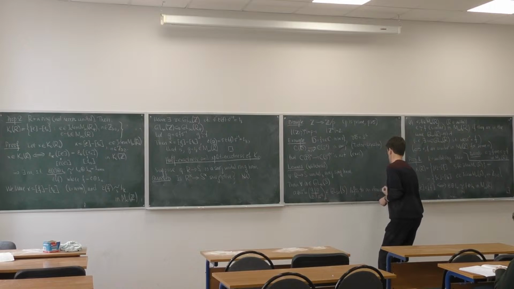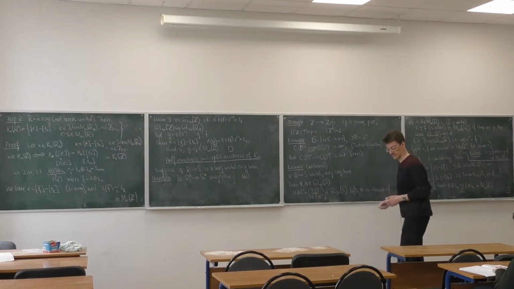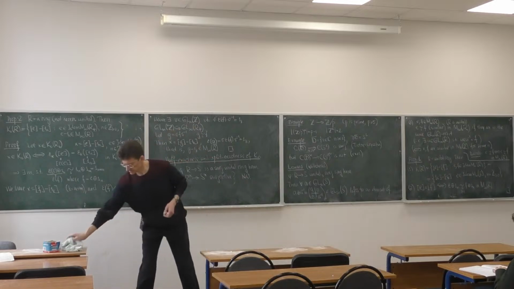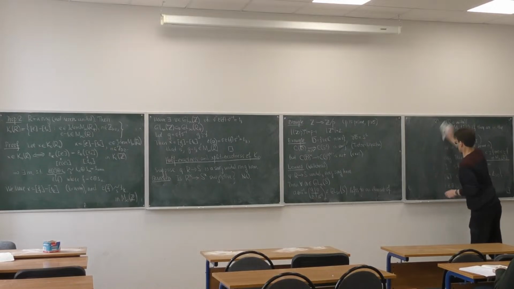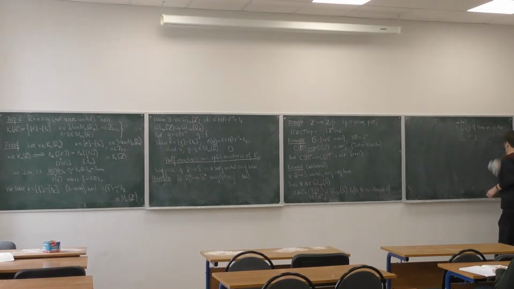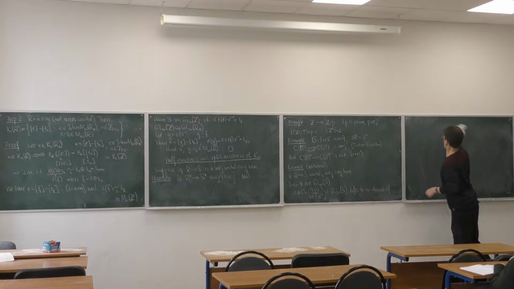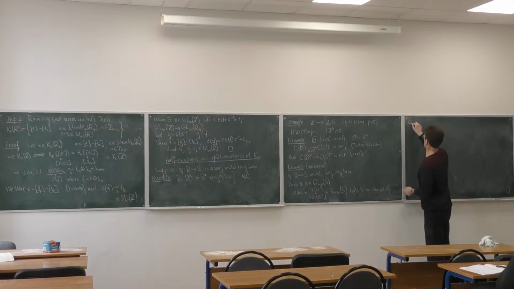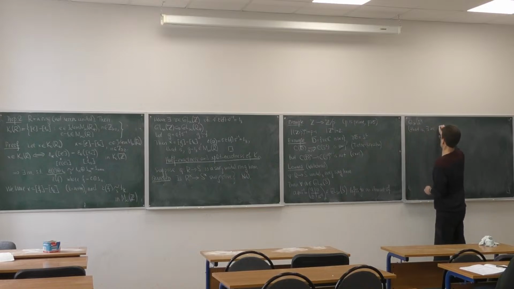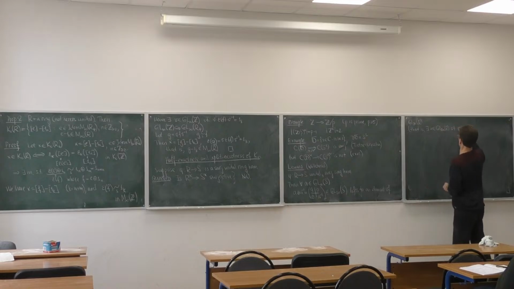To an element of GL 2n of R. That is, we can always find an invertible matrix U in GL 2n of R such that phi of U equals A plus A inverse.